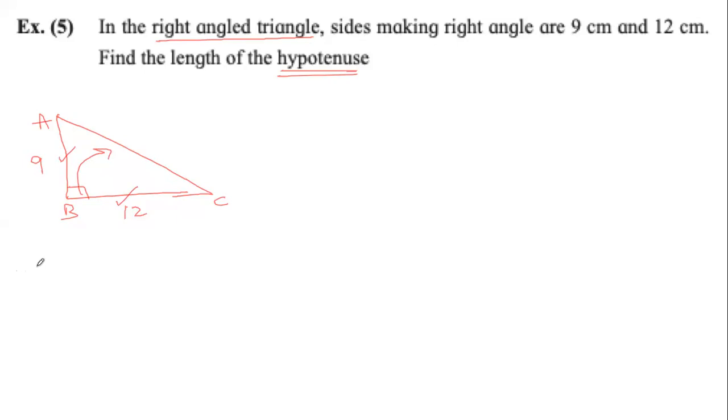But from Pythagoras theorem, we know that AC square is equal to AB square plus BC square. AB square will be 9 square. BC square will be 12 square. 9 square means 9 into 9. 12 square means 12 into 12. So this becomes 81 plus 144. When we add them, this becomes 225.